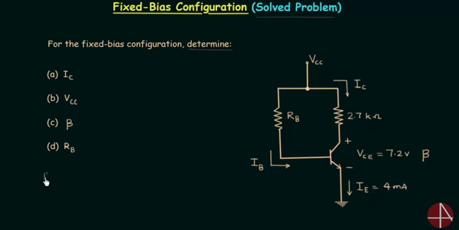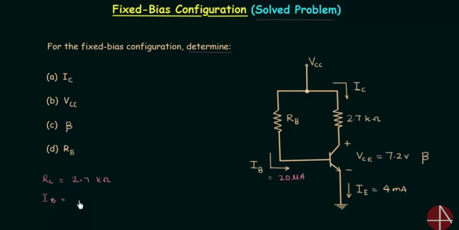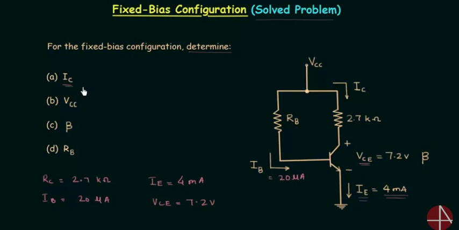I will write this down. RC is equal to 2.7 kilo ohms. IB, the base current, is equal to 20 microamps. This is given in the problem. The ammeter current IE is equal to 4 milliamps. VCE, the output voltage, which is also the output of this circuit.